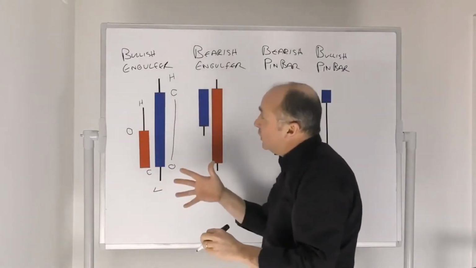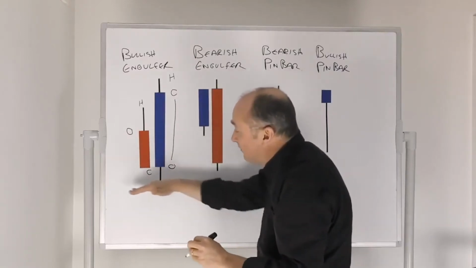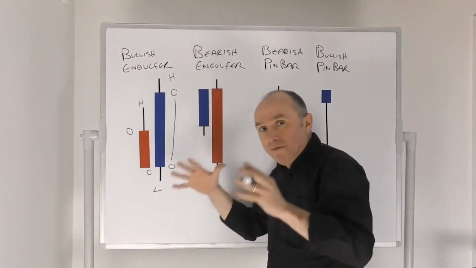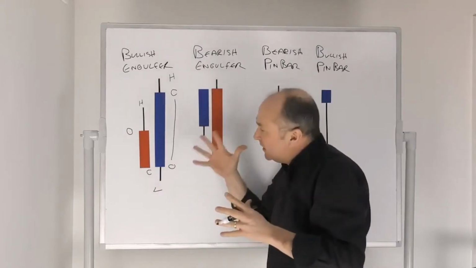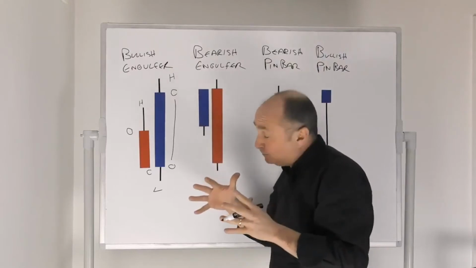This is a bullish engulfing pattern, and this shows you that this level of support, or this level down here, there was a big wave of buyers, and the buyers took control. These are very, very powerful turning points at the bottom of a downtrend.